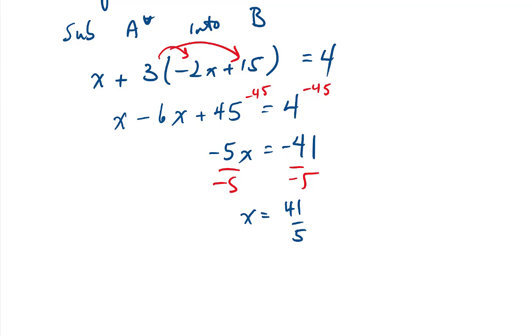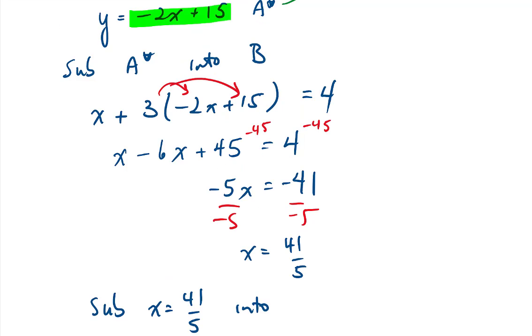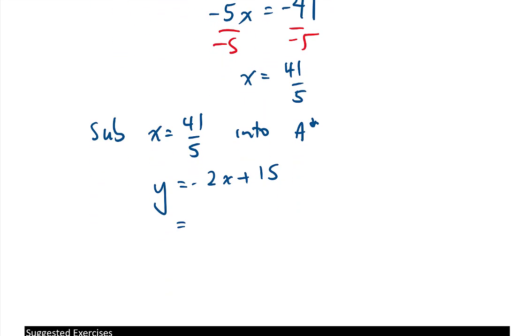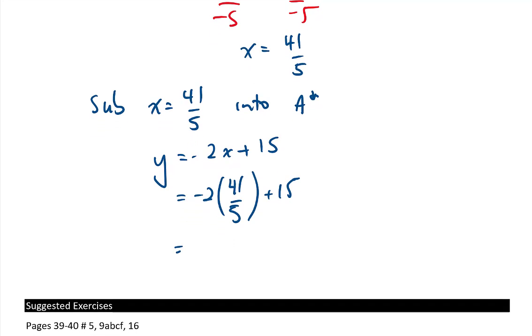So let's find the y value. So now I'm going to sub x equals 41 over 5. We've got the x value, so we need to find the y value. And we know the y value is given by A star, which is y equals negative 2x plus 15. So now we replace the x by this value that we have, negative 2 times 41 over 5 plus 15. And remember, this is a fraction and we're multiplying. So we're going to multiply numerator by numerator, denominator by denominator. So I end up with negative 82 over 5 plus 15.